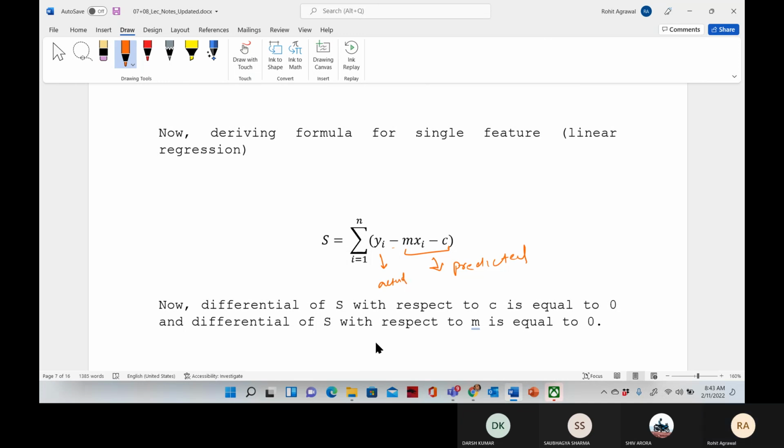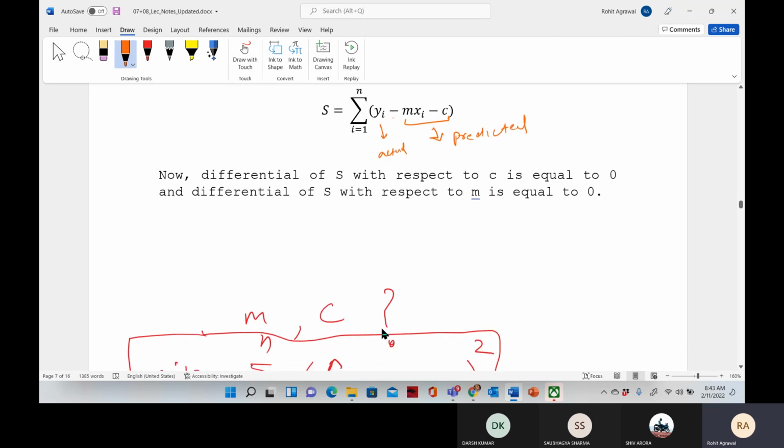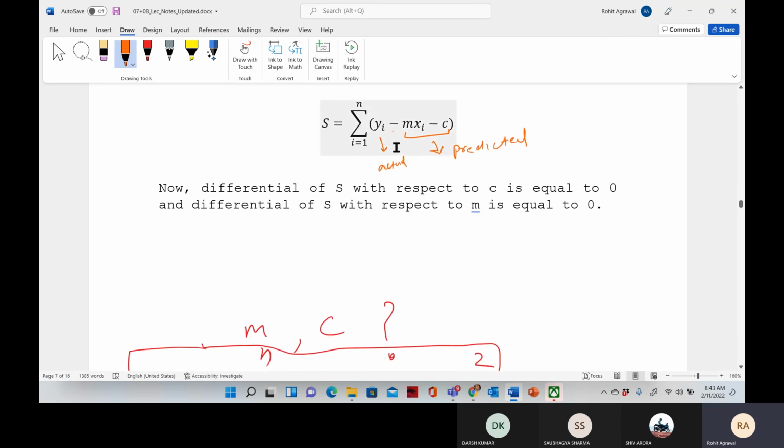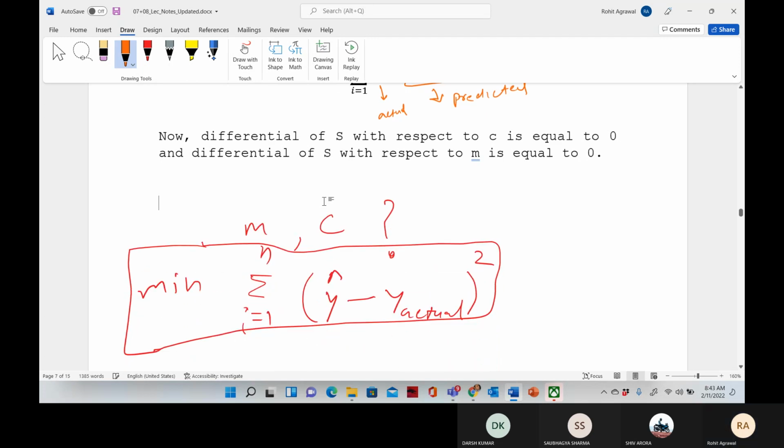Yes or no? This is the predicted one and this is the actual one. Okay, so here we are going to use the least mean square error. So instead of using this difference, we will use the square of this difference. If you remember, I have shown you in the lab that the linear regression will fit the model such that it will minimize the mean square error. Those who were in the lab might know.